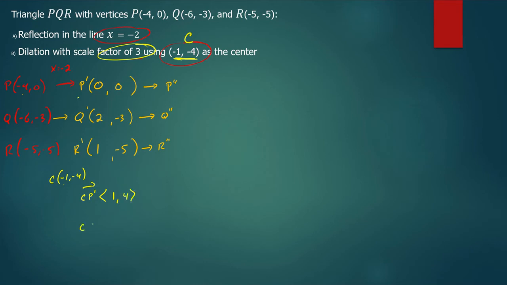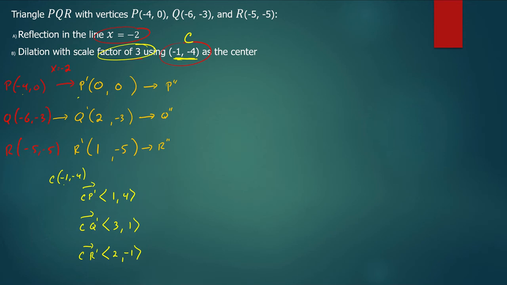And I repeat, from C to Q prime. How did I get from -1 to 2? I went to the right 3. How did I get from -4 to -3? I went up 1. And lastly, from C to R prime, how did I get from -1 to +1? Right 2. From -4 to -5, I went down 1.